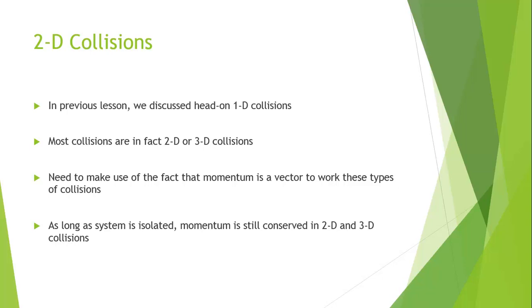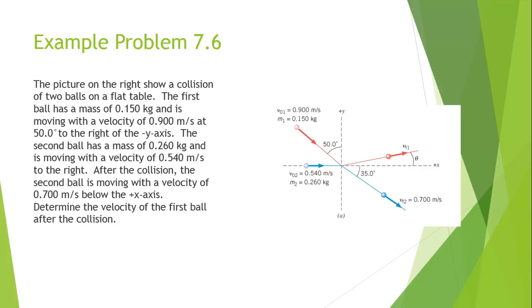Things can move to the right, to the left, up and down, or to the right, to the left, forward, back, up and down. So we would need to make use of the fact that momentum is a vector to work these types of collisions. We would need to break down into x component, y component, and z component if it was a three-dimensional problem, and look at how momentum is conserved in each direction to solve these problems. As long as the system is isolated, that the net external force acting on the system is zero, then momentum is conserved in two and three-dimensional collisions. So let's work a two-dimensional collision problem and see how this works.